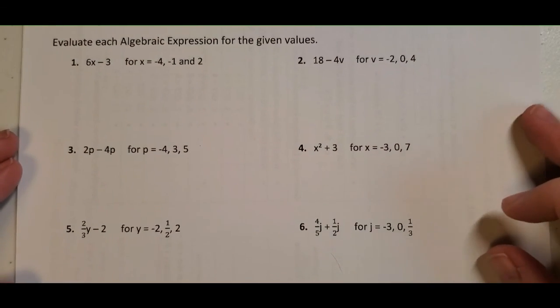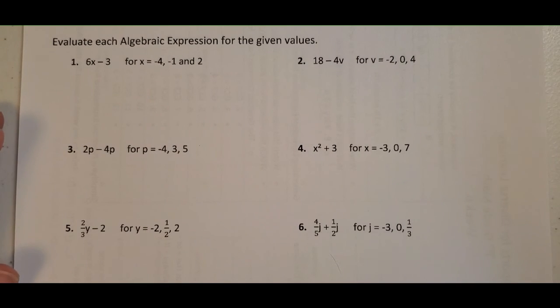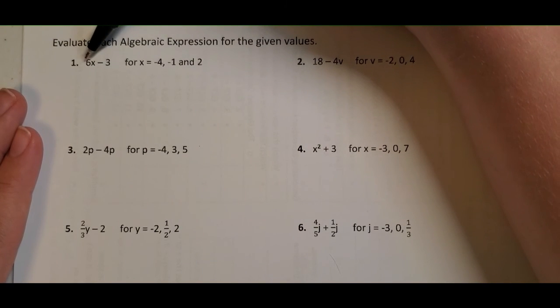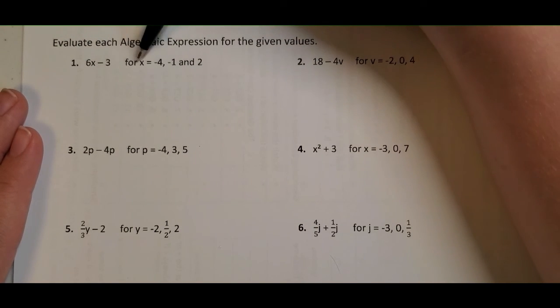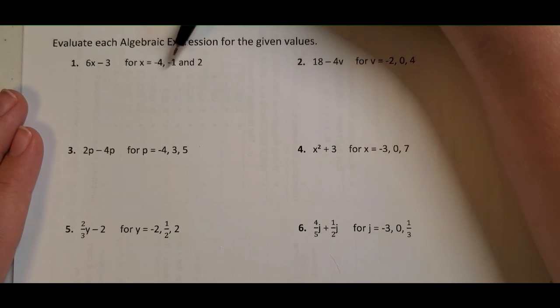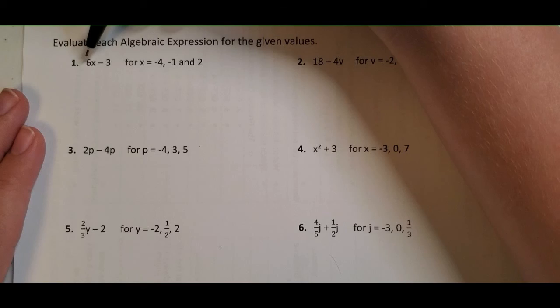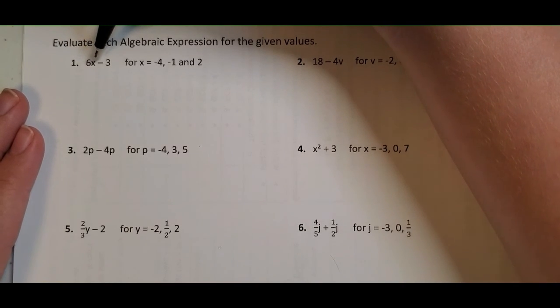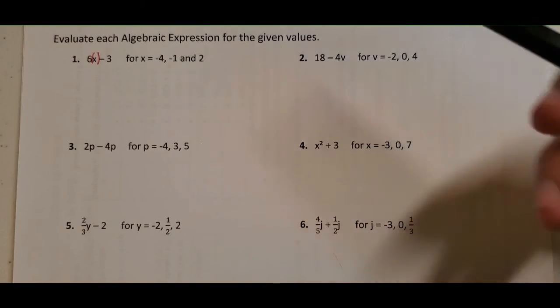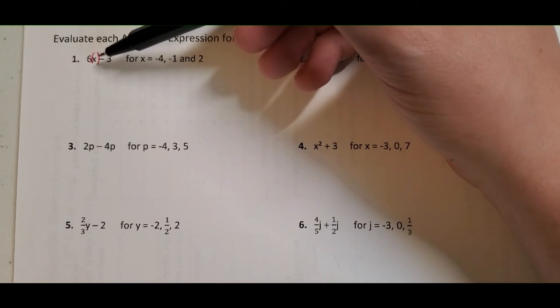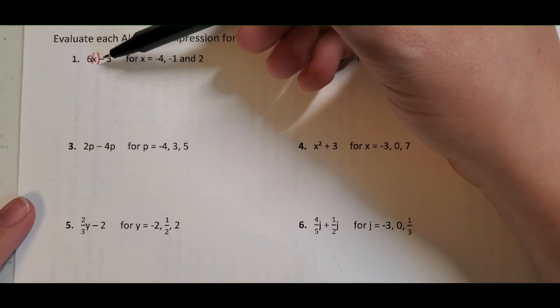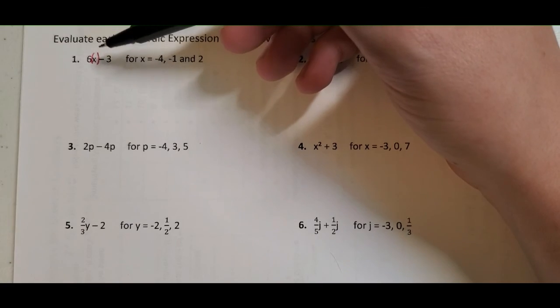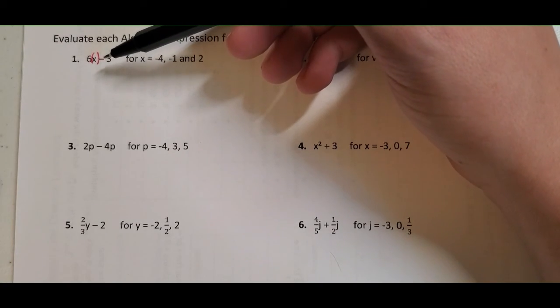So it's pretty simple. You have an expression and you're going to substitute a value in for the variable. So if you look at number 1, I have 6x minus 3 for x equals -4, -1, and 2. So remember, when you have a number next to a variable, it means you're going to multiply. So if it makes you feel better to make parentheses around the variable to show multiplying, to remind yourself that this is multiplication, go ahead and do so.